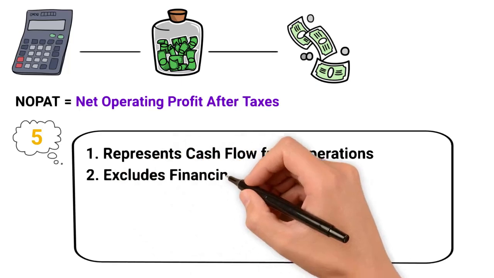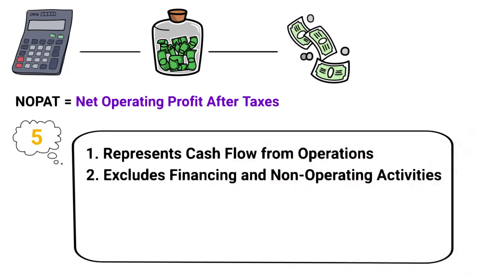Number two, it excludes financing and non-operating activities. Using NOPAT, you exclude the impact of financial decisions such as interest expenses and non-operating activities which are not part of a company's core operations. The focus on operations makes the DCF analysis more focused on the operational performance of the company.